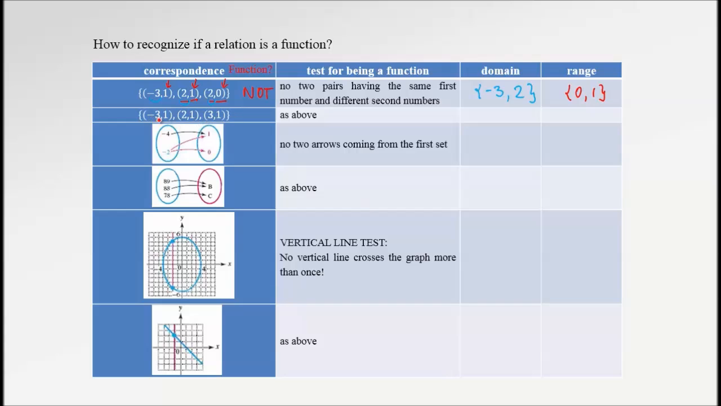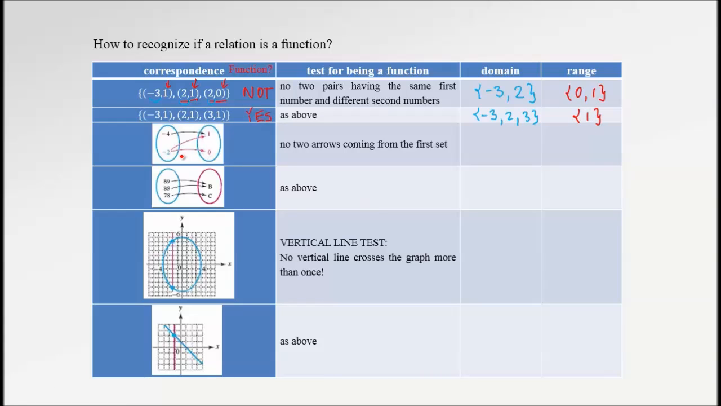Okay, let's look at the second example. Again, to test if it is a function or not, we're searching for 2 pairs with the same first coordinate, but there isn't any. All first coordinates are different. Therefore, yes, that's a function. And again, the domain is the set of first coordinates, so it's -3, 2, and 3. And the range is the set of second coordinates, so in this case just one element, 1.